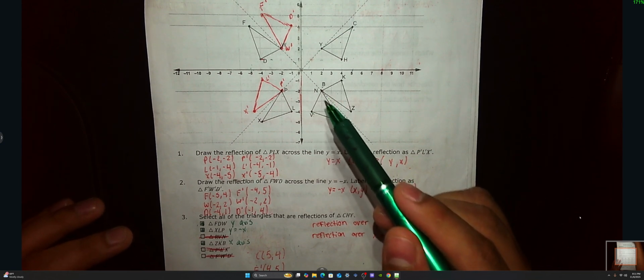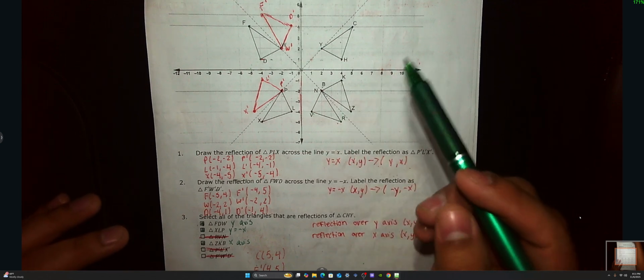So let me break that down for you. Let's look at triangle RVN. CHY can map onto RVN, and I'm going to show you a couple of ways to go about it. Try to stay with me here, and I'm going to slow down just a little bit so that you can understand what's happening visually.